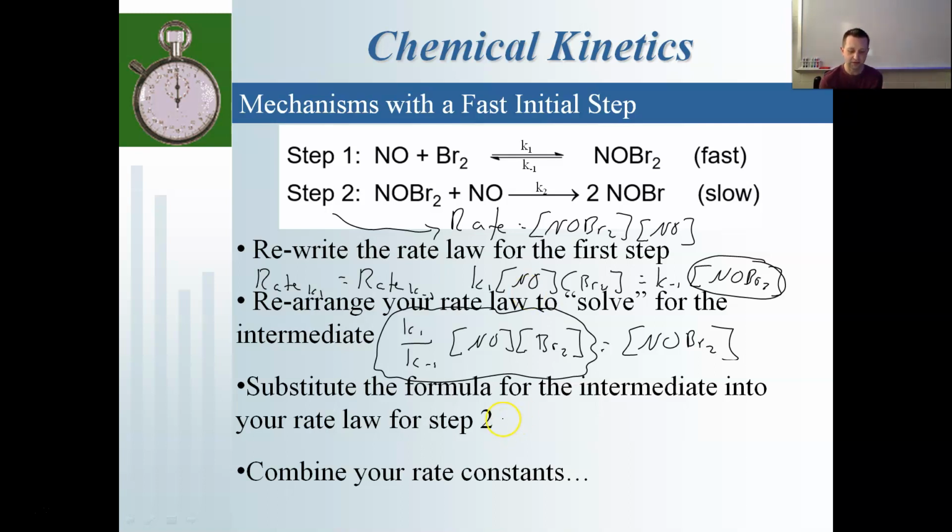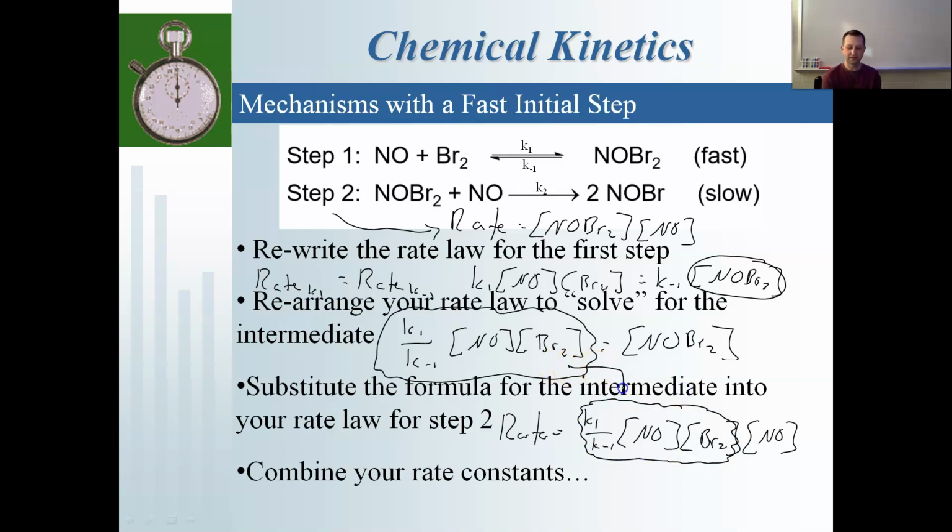So we have rate equals, and then instead of putting NOBr2, we're going to put K sub 1 over K sub minus 1 times NO times Br2 times NO. This right here is my substitution. I actually forgot to put K2 here in my rate law. So rate equals K2 times NOBr2 times NO. So that should be here as well, K2.